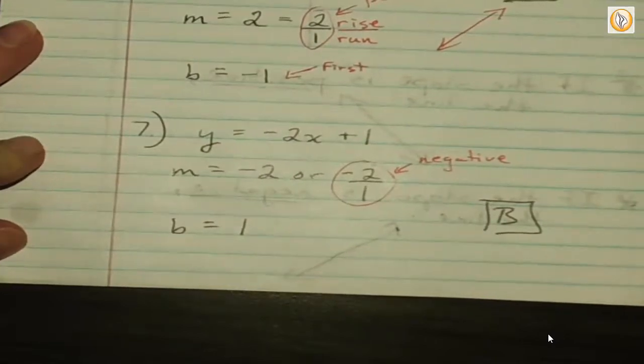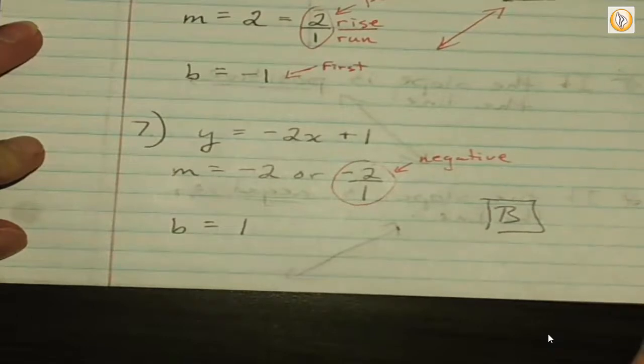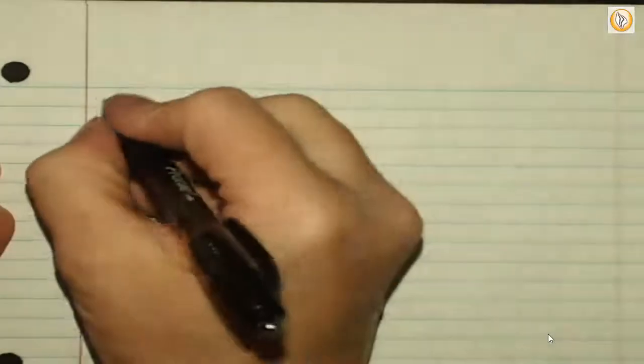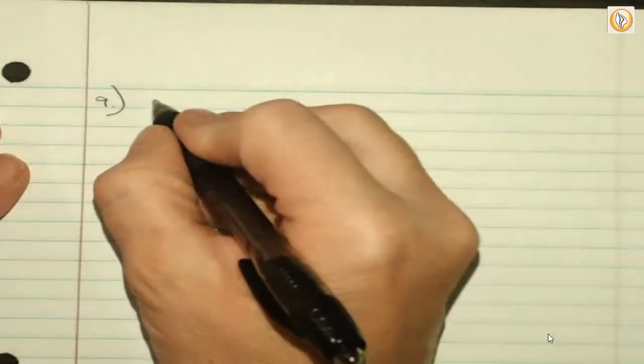All right, any questions on this? Did we beat this now? Good? Everyone have it? All right, let's move on. Let's look at number 9. It says graph each equation using its slope and y-intercept. Now we are into graphing.